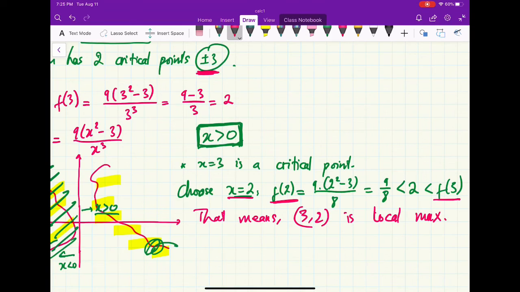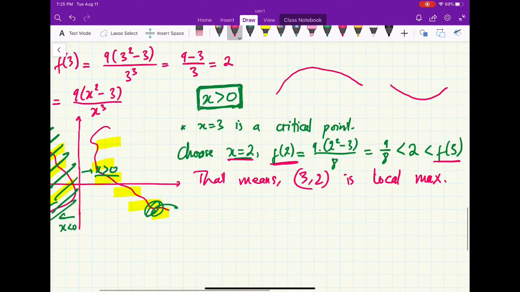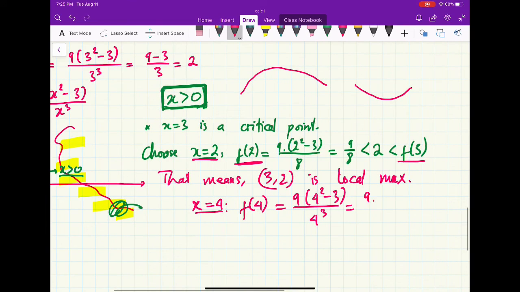Does that make sense? You see, you have a graph, right? You might have some point like this or some point like this. Okay, let's do this. Let's choose one more point, another point from the right of 3. So let's say 4, right? You have f(4) equal to 9 times 4 squared minus 3 divided by 4 cubed. You get 9 times 16, you have 13 divided by 64. This is also less than 2.